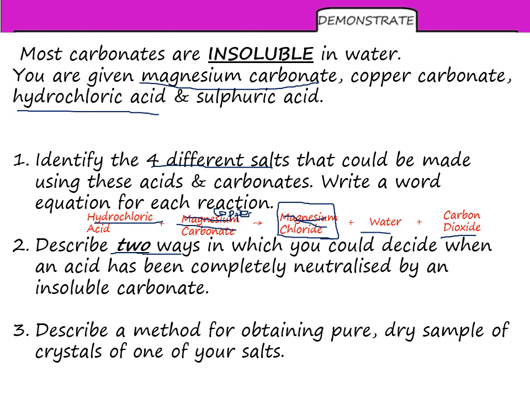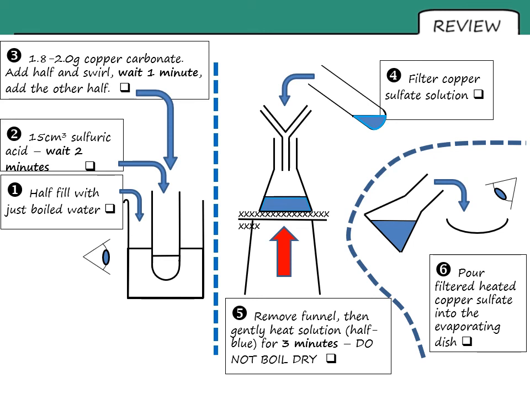And describe a method for obtaining a pure dry sample of crystals of one of your salts. Well, this is comparable to the method that we've previously looked at. So if I show you this slide again, if I go for copper carbonate and sulfuric acid, because copper sulfate was one of the salts, if you gently heat the sulfuric acid and then add the copper carbonate, a spatula at a time, and swirl it, until the copper carbonate stops disappearing, you'll be able to start to see it as a solid in your solution. You then filter the solution, which will contain your products, copper sulfate, water, and the carbon dioxide will have escaped, but also the excess copper carbonate.